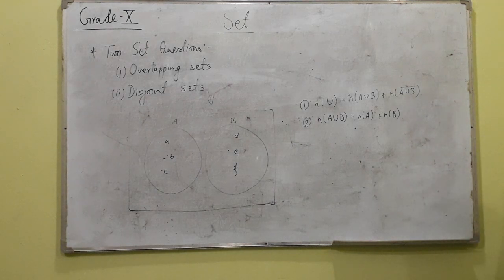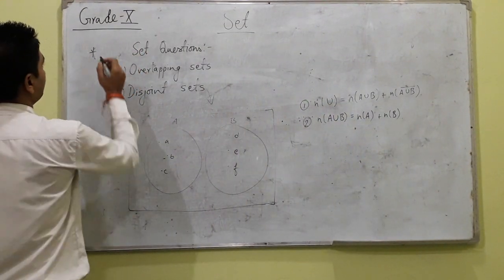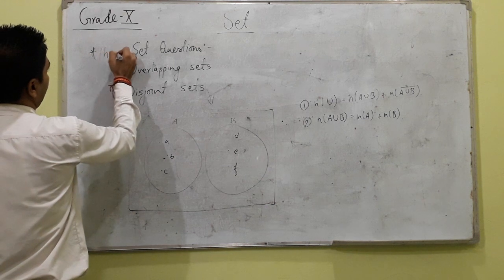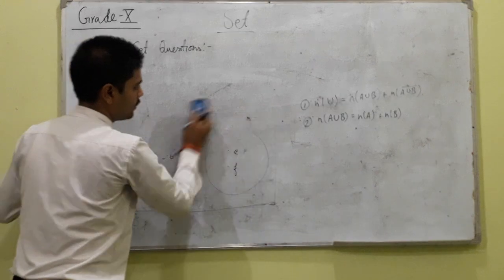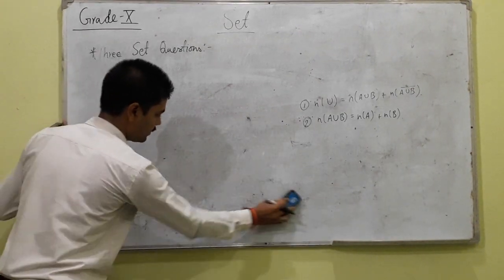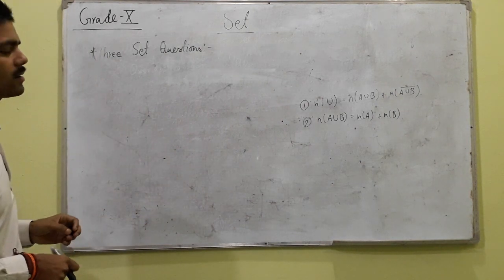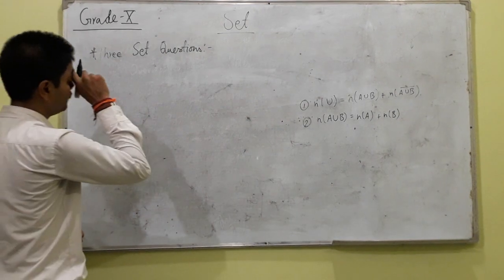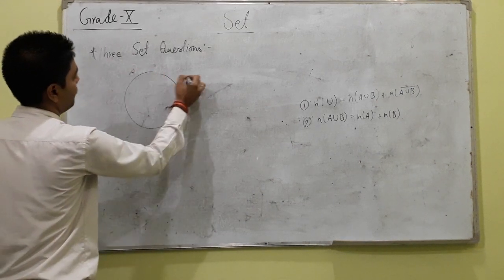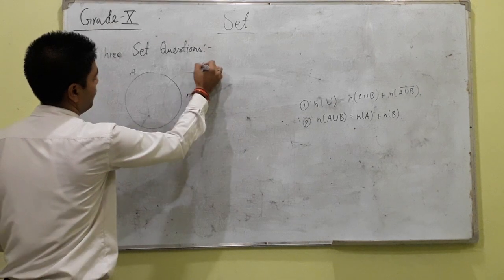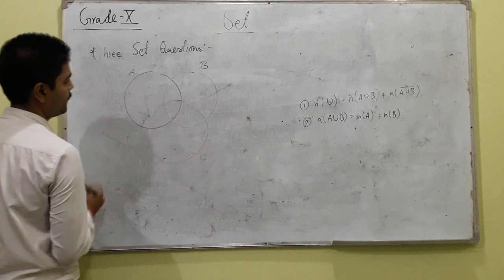And what happens if there are 3 sets? 2 set questions, 3 set questions. You just have to learn 3 set questions as overlapping sets. In grade 10, occasionally some 3 set questions come. So here is A, B, C.